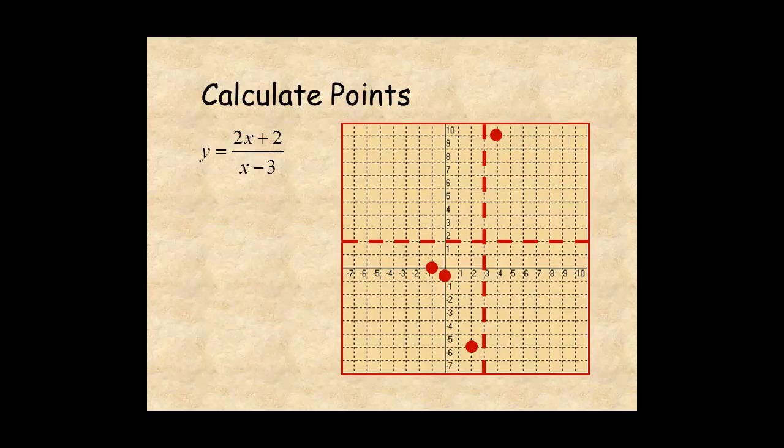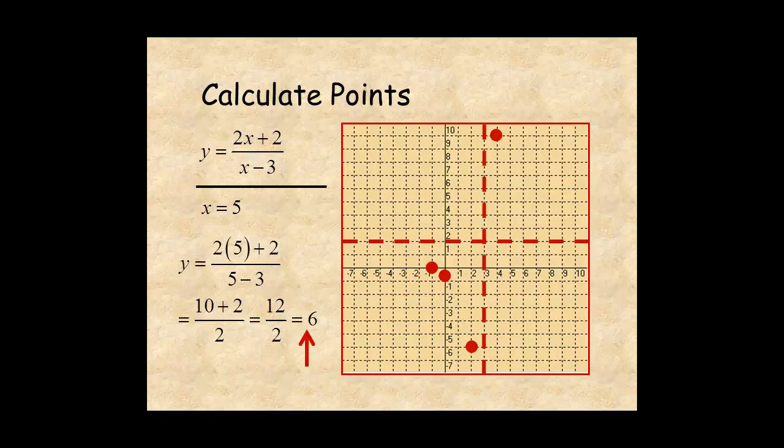Since the point 4, 10 is so close to the edge of the graph, you should calculate another point. For x equal 5, y equals 6, and there's a point at 5, 6.